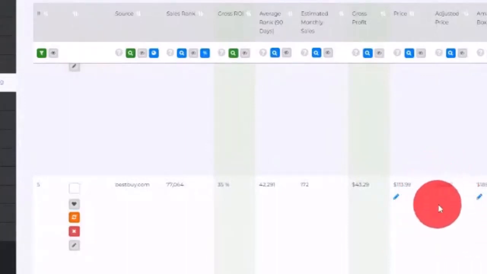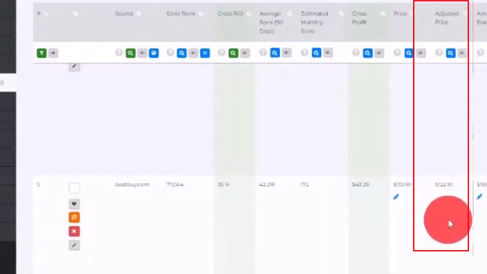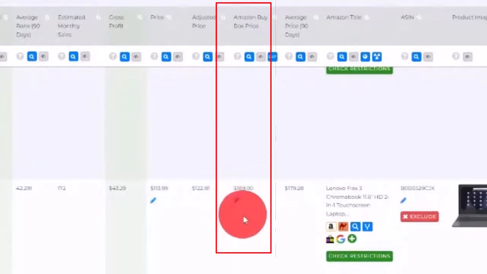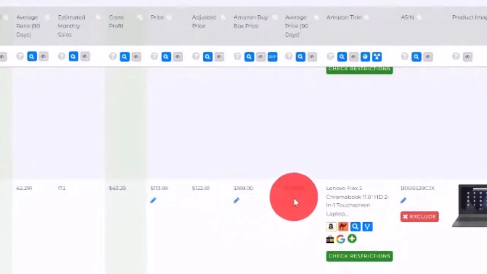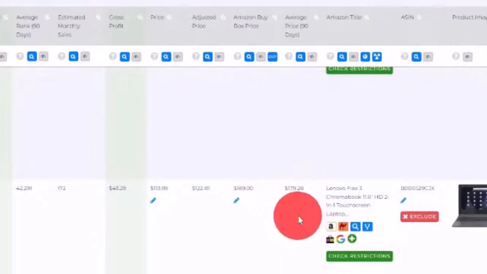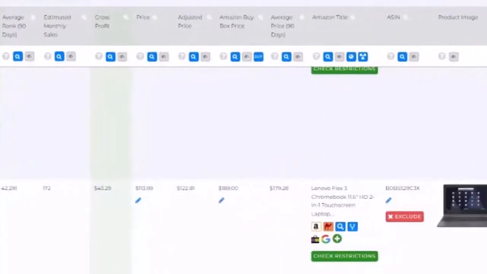Adjusted price. I don't know what the software was adjusting for besides putting in the 6% sales tax that I have to pay because I am a Pennsylvania resident. And here it was telling me that it's buy boxing right now on Amazon at $189. We already saw that. The average price for 90 days is right around there. That's another thing you want to look at because you want to make sure it's not going to suddenly tank on you, right?